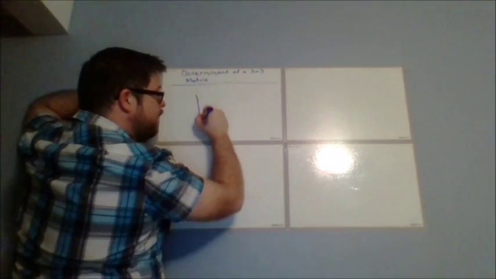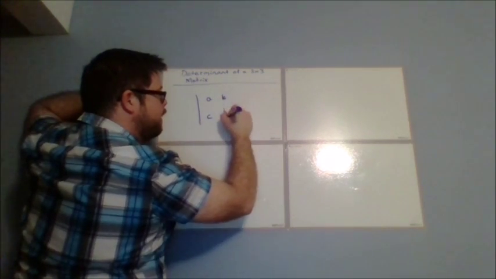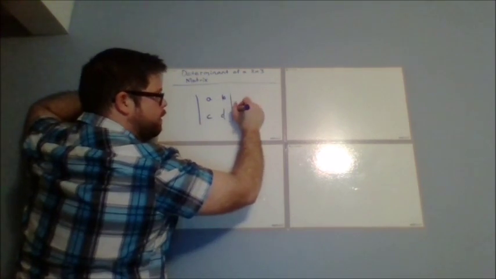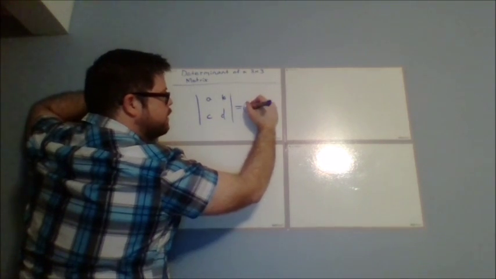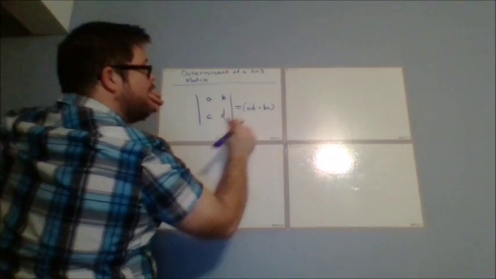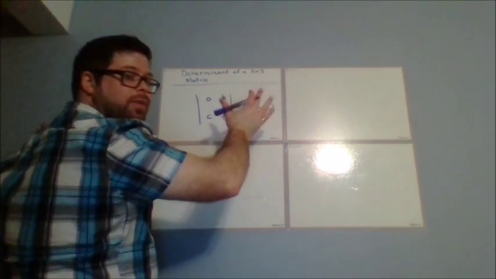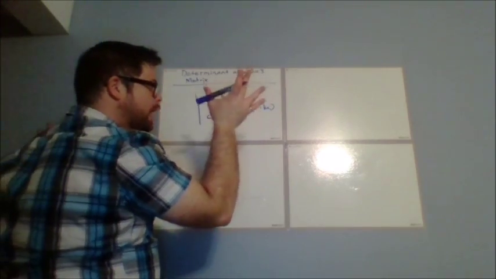So the determinant of a 2 by 2 matrix, I'm going to use A, B, C, and D, using letters to keep it general, is the product of A and D less the product of B and C. This is the basis of your determinants right here. This is what we need to know. This is what's important. This is what everything boils down to.